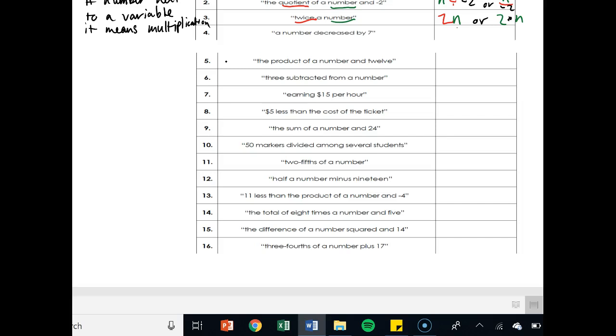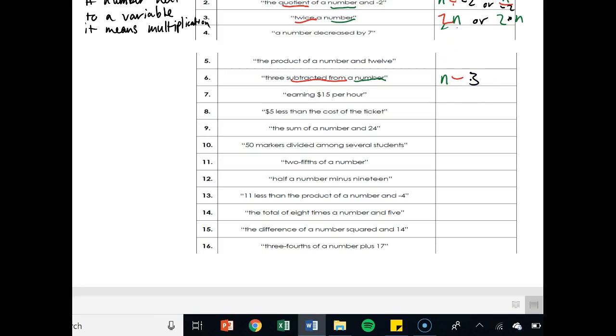Let's scoot on down to number 6, right? So I have 3 subtracted from, that's our operator word, a number, right? Subtracted from a number. So this is that key phrase where you had to understand that, oh, subtracted from, I actually have to reverse the order of this. So it's not going to be 3 minus n. It's actually going to be n first minus 3. So the order of that gets flipped around.